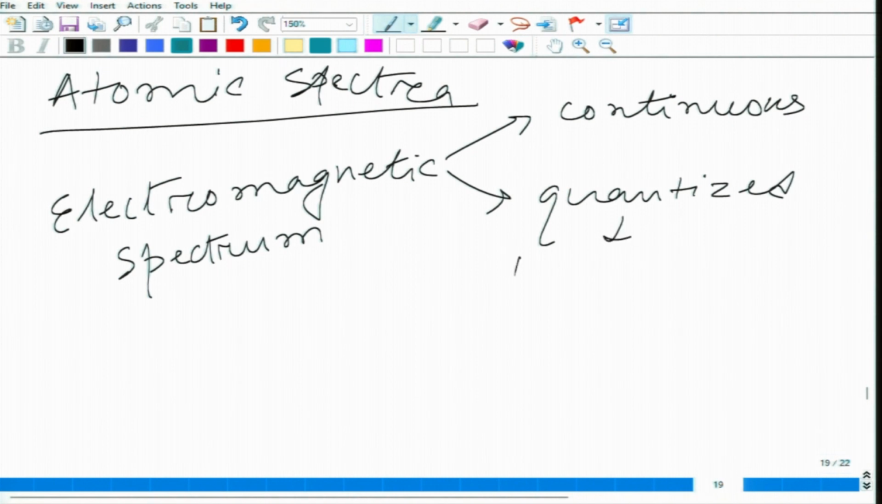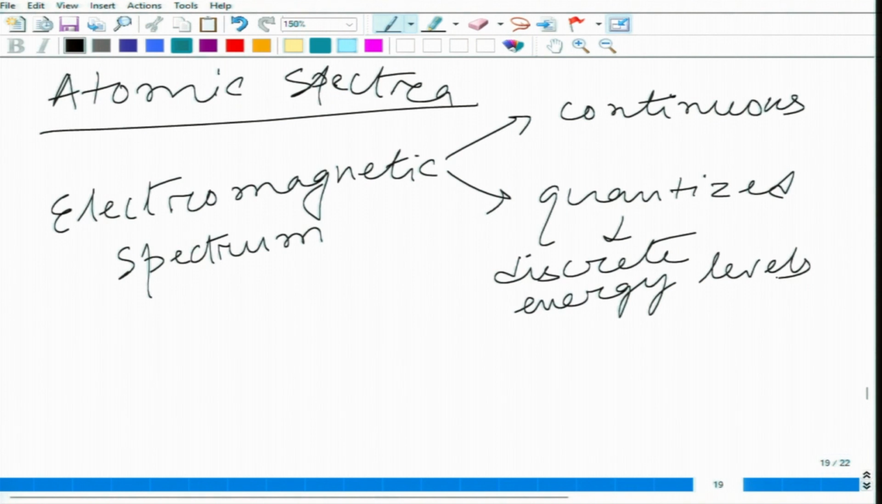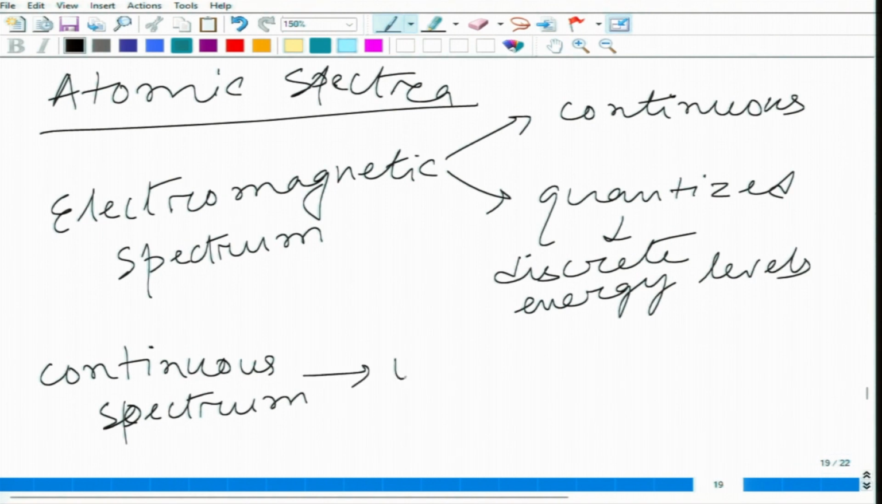Quantized means with discrete energy levels. Now, what is continuous spectrum? One very good example of continuous spectra is visible light. We know that white light consists of many colors. It consists of a series of colored bands.